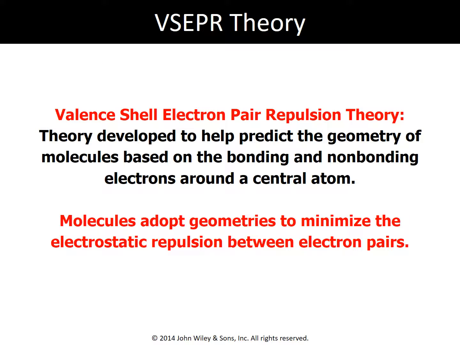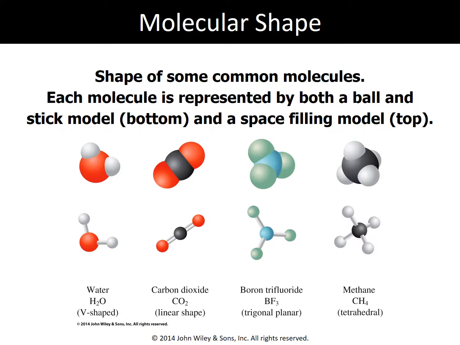So VSEPR is actually a theory that helps us predict the geometries of molecules based on their bonding and non-bonding electrons, also their electron pairs, and we're going to see that those electron pairs are actually the most important part in understanding how to predict geometries.